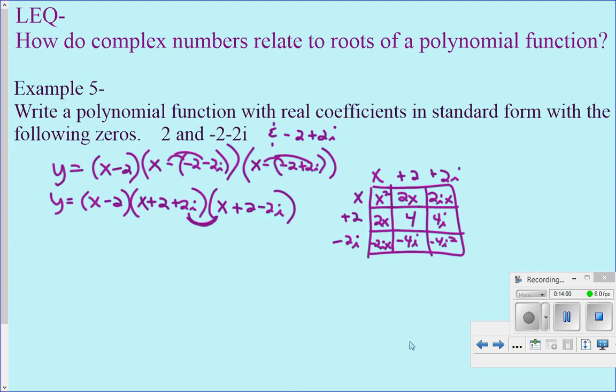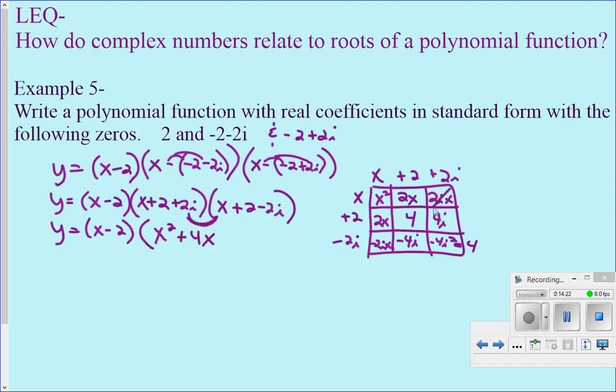So I'm going to combine like terms, but I'm going to clean this up. Negative 4i squared we know means negative 4 times negative 1, which is positive 4. So I'm going to leave my y equals. I'm going to leave my x minus 2. I get x squared. The 2x's combined to give me 4x.